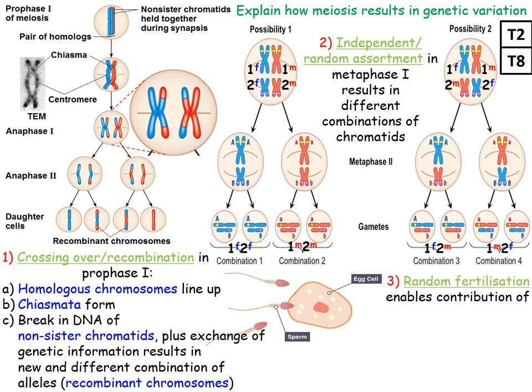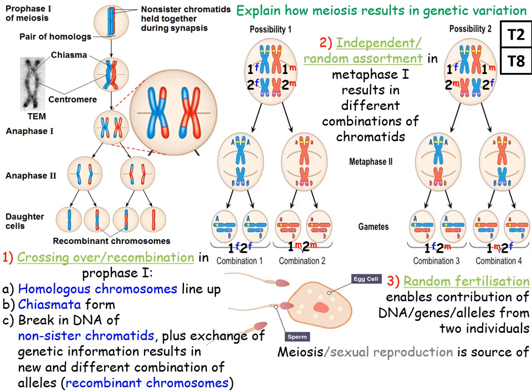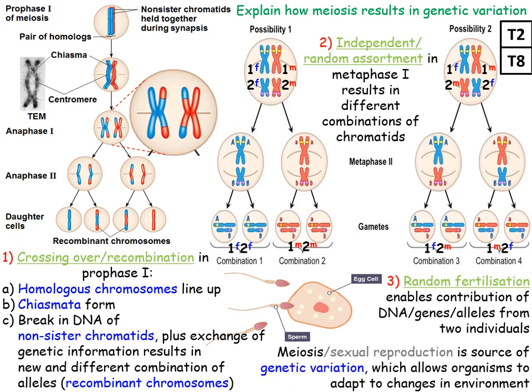And then lastly, there is contribution of DNA or genes or alleles from 2 individuals. This is at the end of meiosis when you produce gametes. And because all of these gametes are different, and there's contribution of DNA or genes or alleles from 2 individuals, this is known as random fertilisation. Meiosis, which is involved in sexual reproduction, is a source of genetic variation, which allows organisms to adapt to changes in the environment.